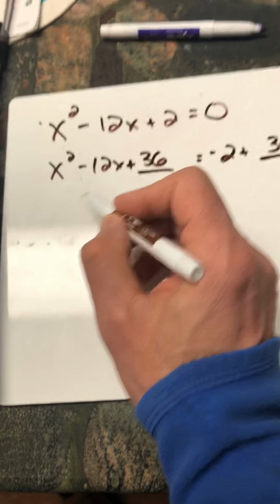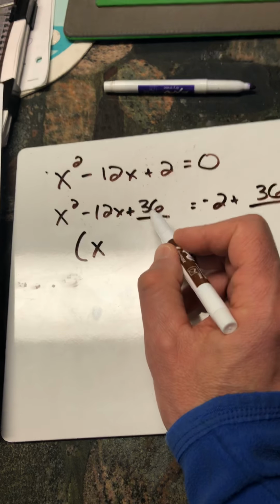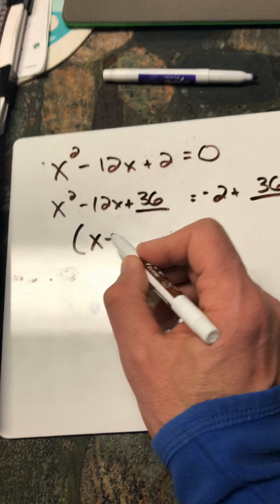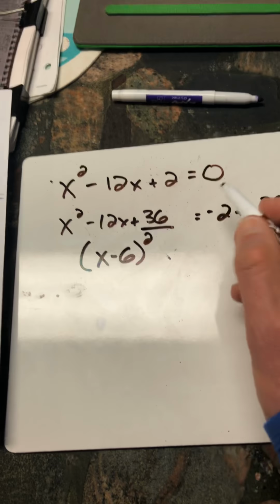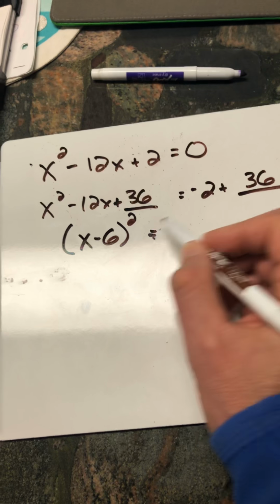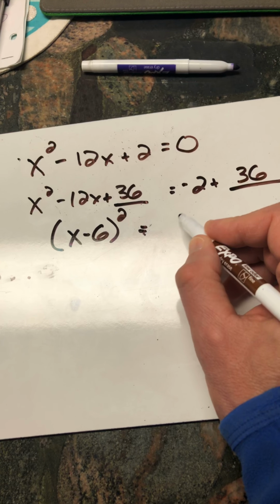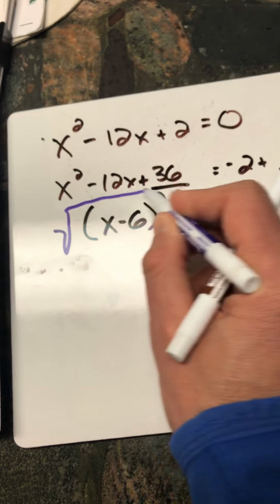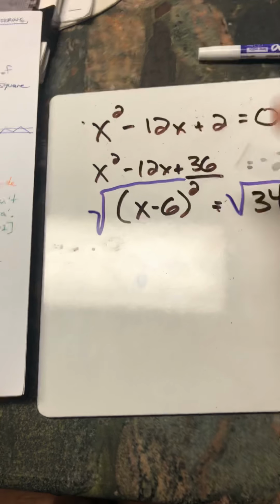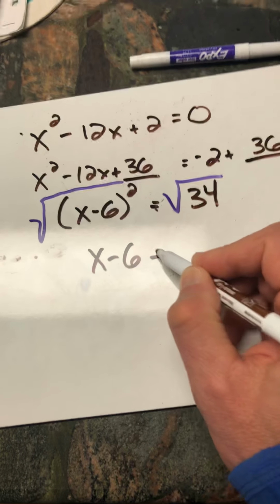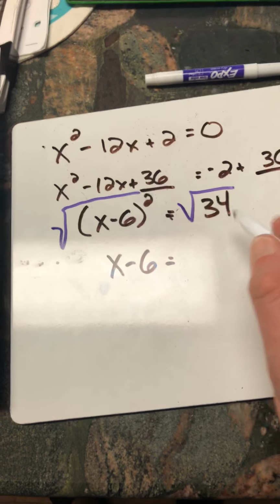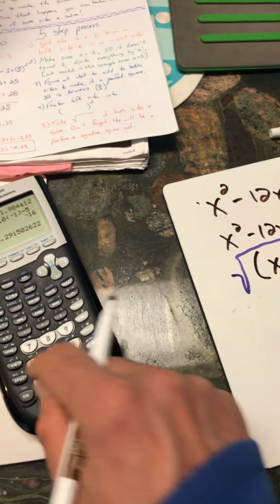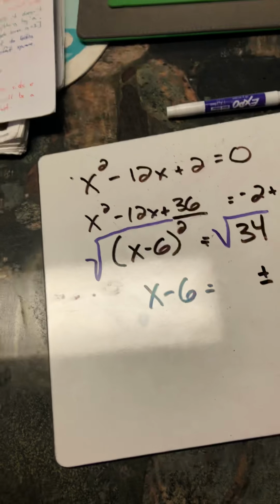And now I can factor this guy into a perfect square, right? Two numbers that multiply to get 36 and combine to get negative 12 will be negative 6 and negative 6. We've just completed the square. Over here I'm going to get 34. Not a perfect square number, doesn't matter. I just take the square roots of both sides. The square root and the square cancel. X minus 6 equals, again, this is not a perfect square, so I'm going to end up getting plus or minus whatever the square root of 34 is. Square root 34, enter, is 5.83.